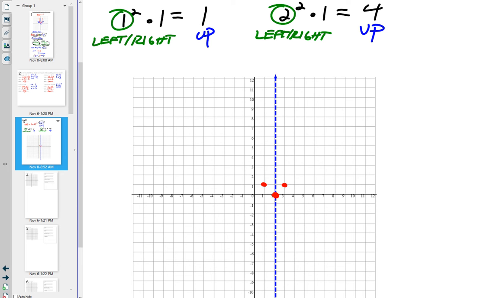If I go 2 to the left or the right, not from the last point I left off on, but from the vertex, so either 2 to the right or 2 to the left, where do I have to go next? 4 up. So 2 right, 4 up. Use your fingers for counting. 2 to the left, 4 up.